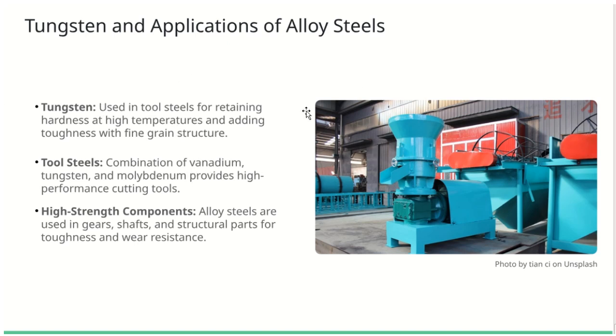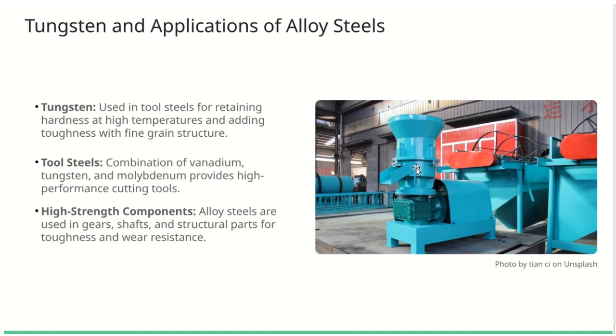You may be familiar with tungsten. It's a hard material. If you go to the machining lab, the lathe machine and the milling machine, some of the tool chips are made from tungsten because tungsten is strong. Of course it is expensive, but it can be used longer. So the tool chips you find in your machining laboratory are mostly made of tungsten. In tool steel, a combination of vanadium, tungsten and molybdenum provides high performance cutting tools.